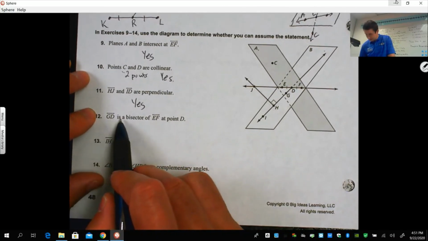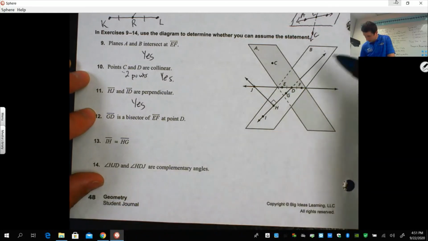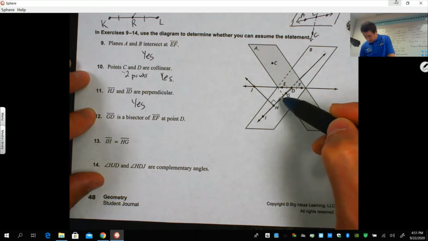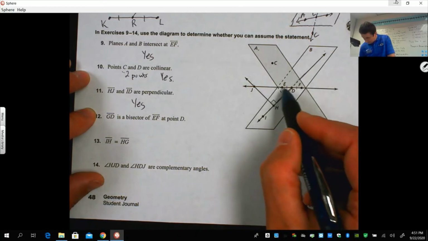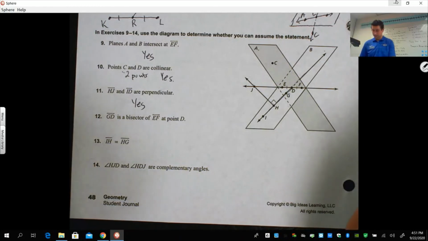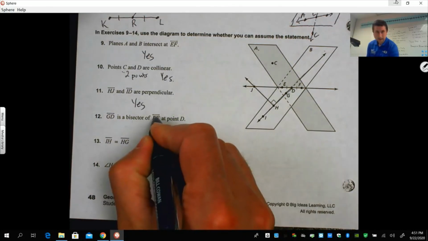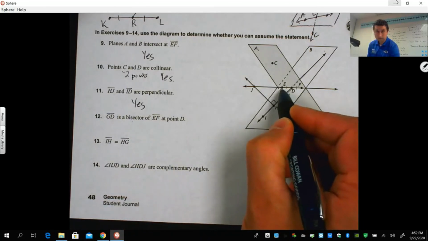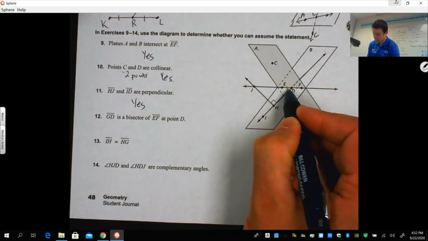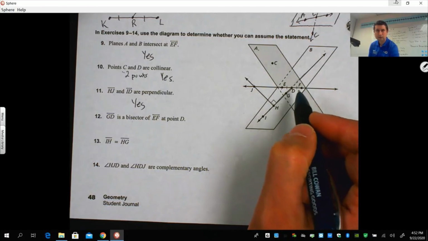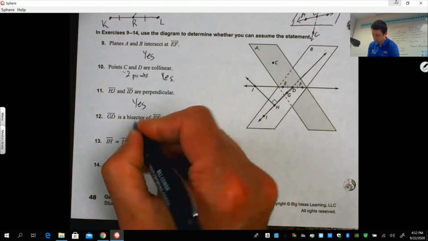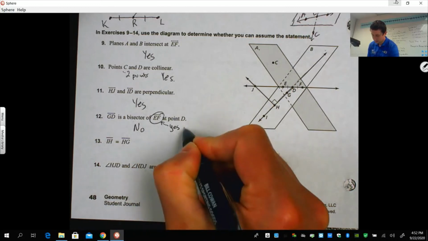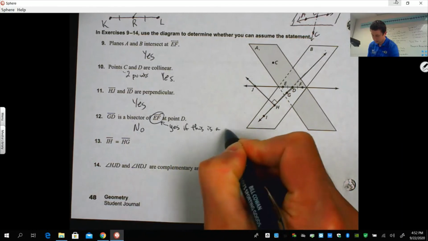Line GD is a bisector of line EF at point D. So line GD, here's line GD, that's in plane B, is a bisector of line EF at point D. Now I'm going to get picky with this. You do not have a bisector of a line. A line goes on forever. If they would have said segment EF, we can assume that. You can have a bisector of a segment, but you cannot bisect a line because a line goes on forever. There's no middle. You can't find the middle. So I'm going to say no on that one. But we'll put a note here, yes, if this is a segment.